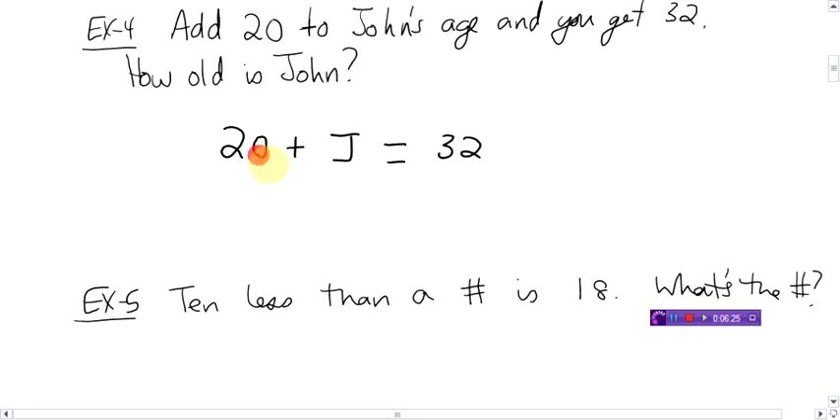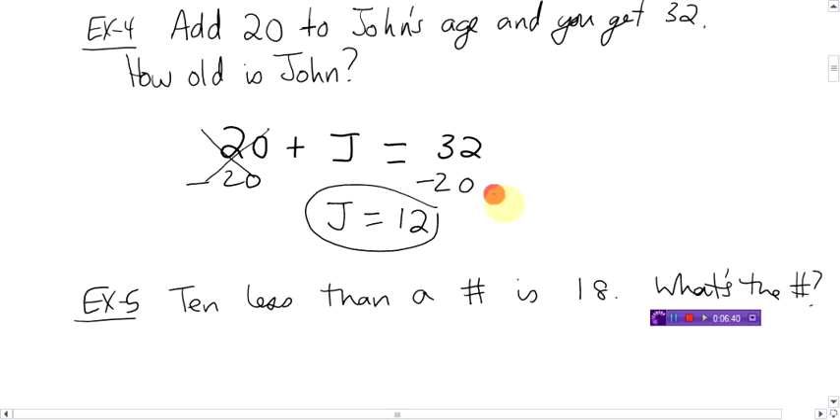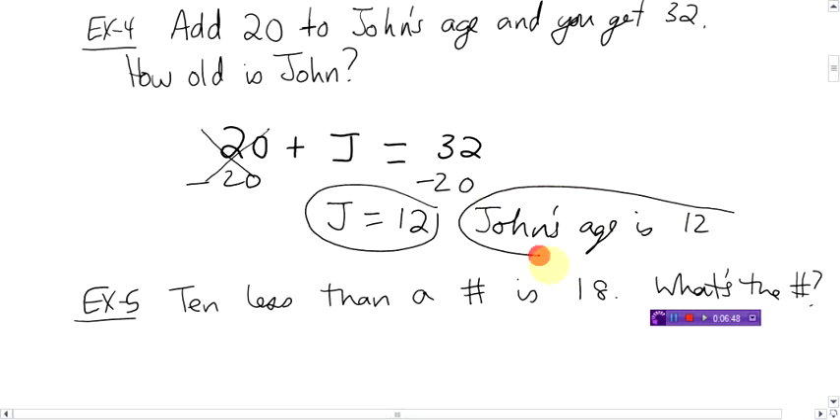We want to get the J by itself. Let's get rid of the 20. Subtract 20 from this side, subtract 20 from that side. The 20s go away. We're left with J, which is John's age. 32 minus 20 is 12. So there's our answer. A nice little sentence at the end: John's age is 12, or John is 12 years old.